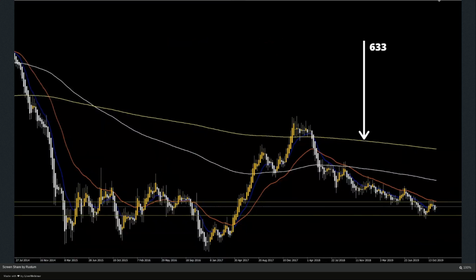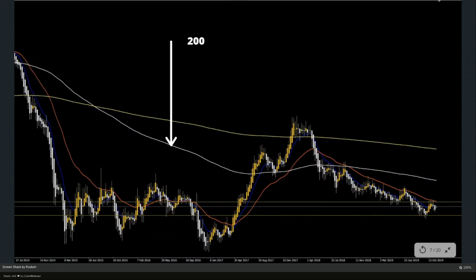And the 633 is going to show us the potential targets or an entry if price gets to that level. And your 200 period moving average: if prices are trading underneath the 200 period, then we will definitely feel more comfortable trading short. So waiting for a shorting opportunity.